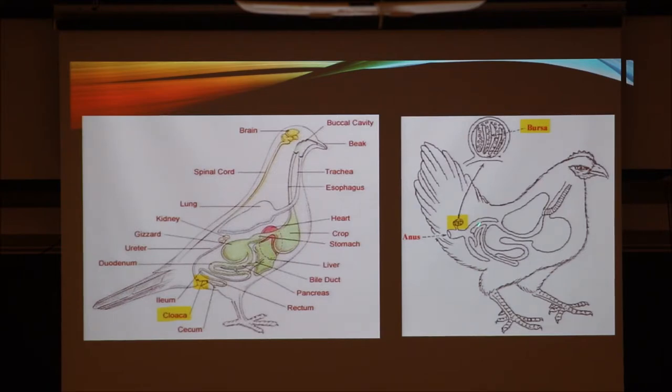And then if you look at this picture on the right, you can see that that is where it is. It's very near to the anus in the proctodeal region, but it is dorsal, so it's on the upper side of the bird.